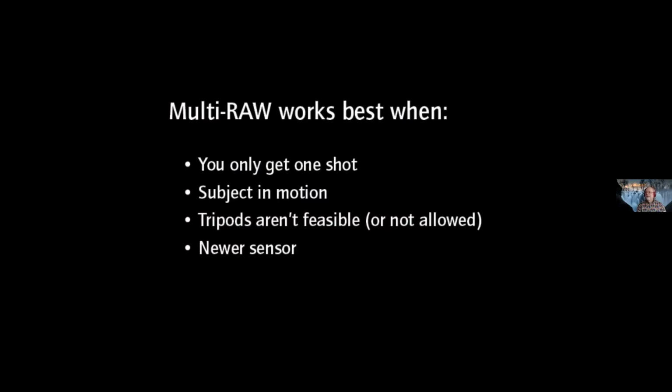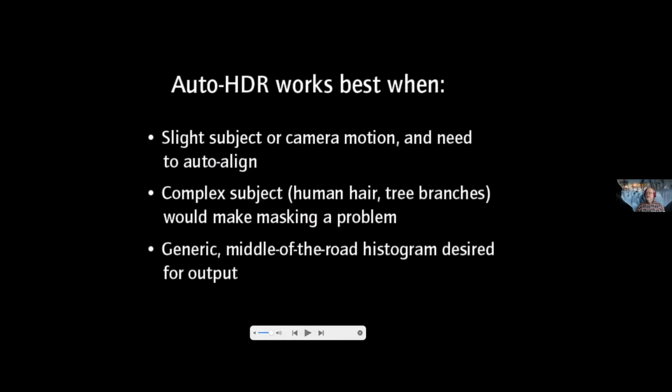Multi-raw works best when you only get one shot for whatever reason. Maybe the reason is the subject is in motion. Maybe the reason is that tripods aren't feasible or not allowed. It could be not feasible because you're in a crowded place. It could be not allowed because the rules where you are don't allow it, which all too often is true. Or you have to buy a permit for a tripod or something, which also happens. And it works best also with newer sensors because, as I said earlier, they have an extended dynamic range.